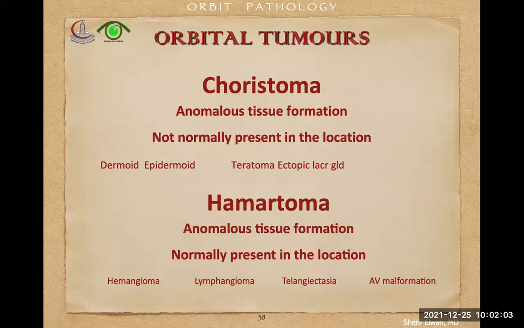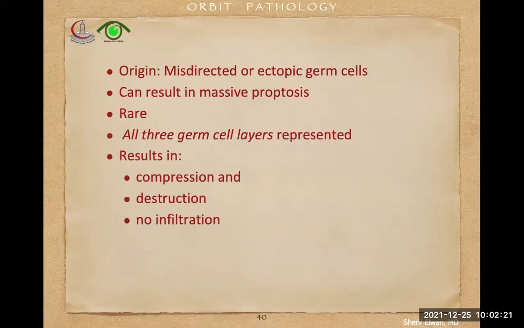So choristoma is anomalous tissue formation not normally present in the location. We are revising or repeating dermoid and the epidermoid, teratoma and ectopic lacrimal gland. Hamartoma is anomalous tissue formation normally present in the location, like hemangioma, lymphedema, telangiectasia, and arteriovenous malformation. By teratoma, as I said, it's misdirected or ectopic germ cells that can result in massive proptosis. Is very rare. All the three germ cell layers are represented, resulting in compression, destruction, but with no infiltration. It has got a mass effect only.